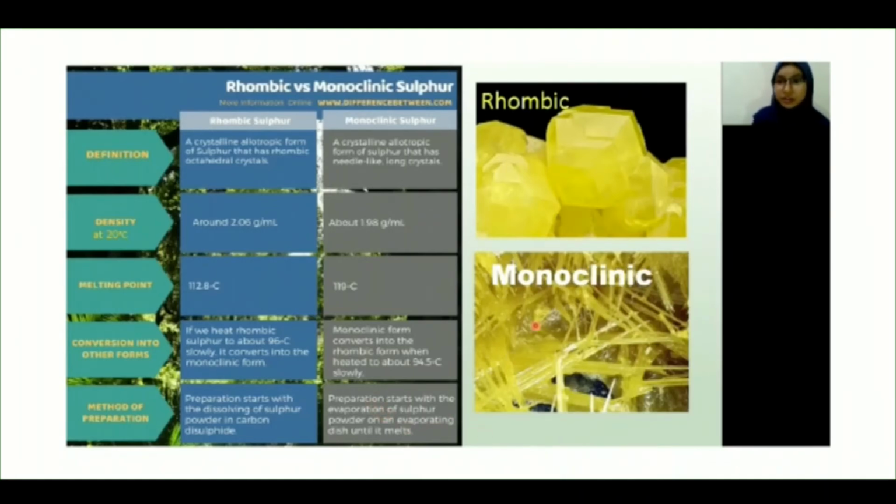You must be asking why rhombic, why monoclinic? It is because sulfur is not stable in its original state, so it has to be in a rhombic structure or a monoclinic structure.